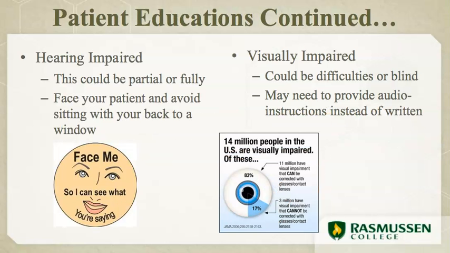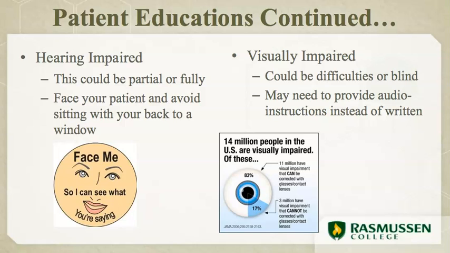A couple of other things that we have to deal with are teaching patients with hearing impairments or visually impaired. Patients with hearing impairments frequently can read lips, so make sure that you face the patient and speak slowly. Be sure that you do not stand with your back to a window or a light source, as it can shadow your mouth.